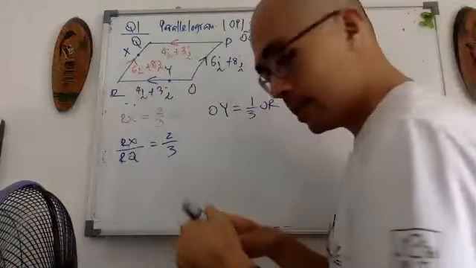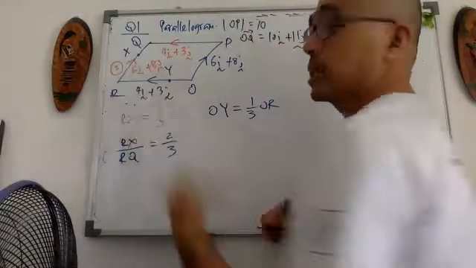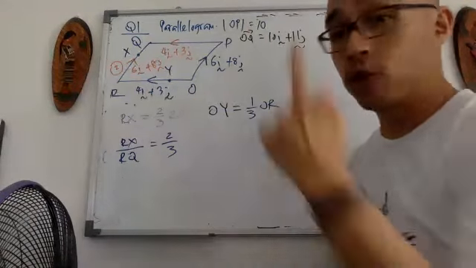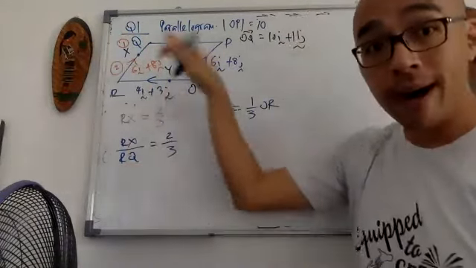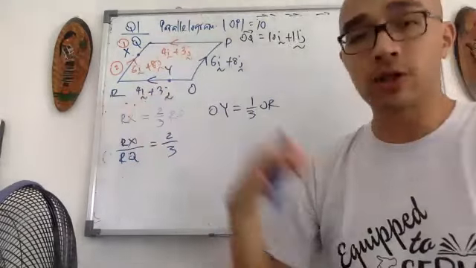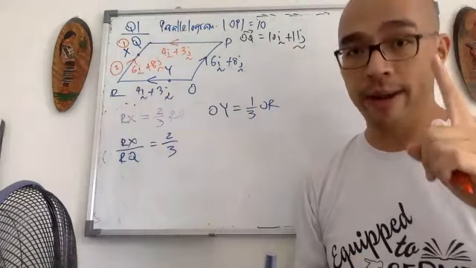If this, marking it as orange, is 2 parts, what is XQ? XQ will be 1 part. Because they said RQ, from R to Q is 3 parts. The whole thing is 3 parts. If R to X is 2, therefore X to Q is 1.